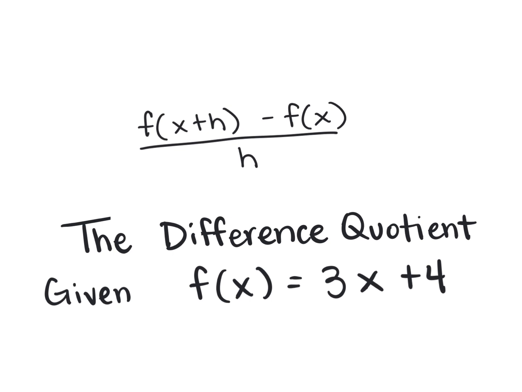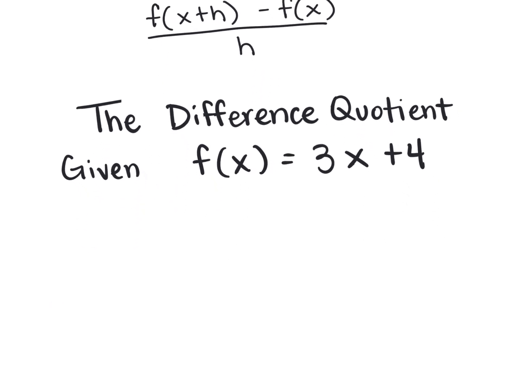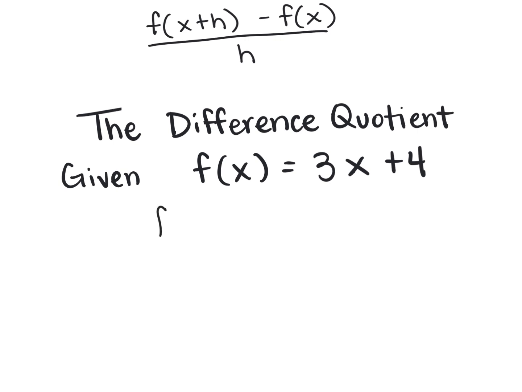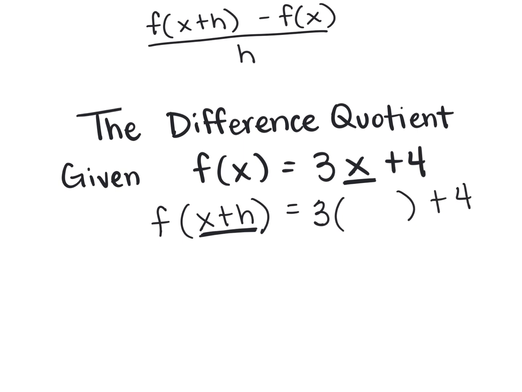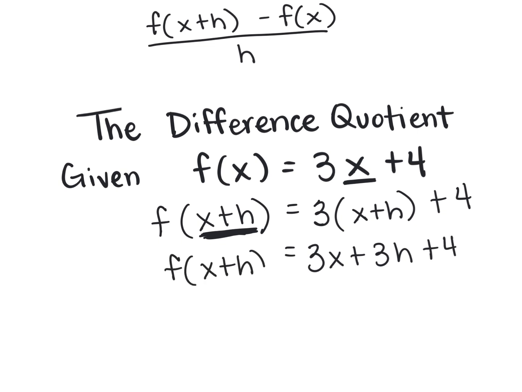When they ask you to do these questions, the first thing they have to do is tell you what f of x is. So this f of x that I'm given here is 3x plus 4. The next thing I need to come up with is f of x plus h. So I'm going to replace x's in the original with x plus h to find f of x plus h. The 3 stays and the 4 stays, and instead of x, we are substituting in x plus h. And then I distribute the 3, so I have 3x plus 3h plus 4. And that's what f of x plus h is equal to.